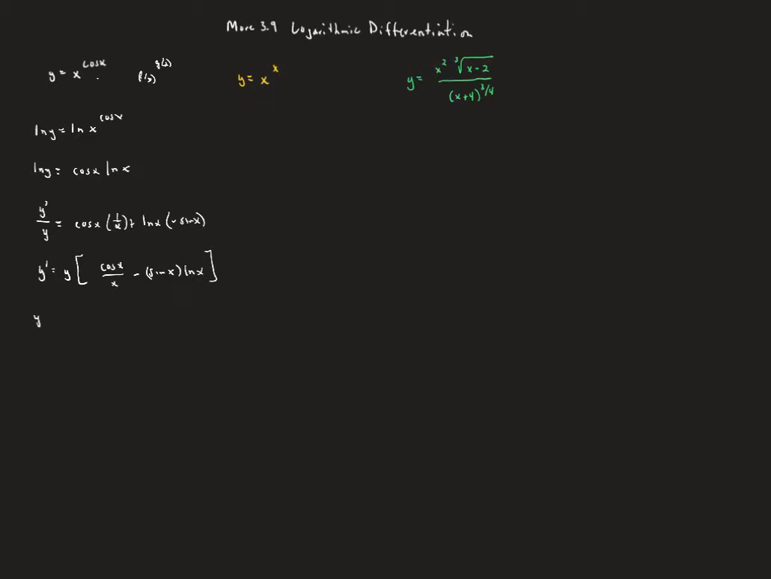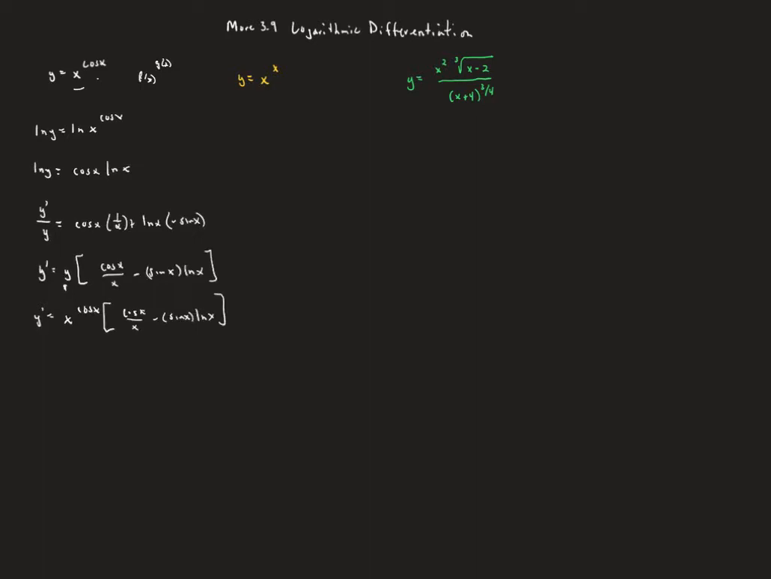And then finally, we're going to replace that y by what we knew y was equal to. So it's x to the cosine x power times cosine x over x, and then minus this kind of weird sine x times natural log x.